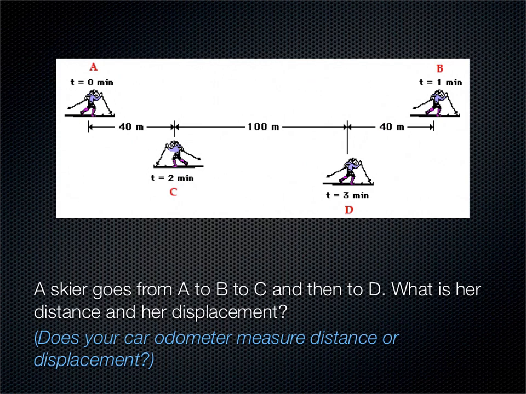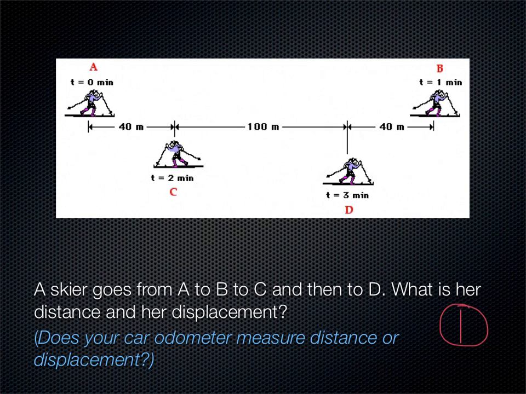Okay, now it's your turn to try one. In your notes, let's call this problem number 1. I want you to try this problem, and then tomorrow you can tell me what your answer was. The problem says a skier, who's right here, goes from A to B. So here's A. The skier goes all the way from A to B, and then they go to C, and then they go to D, where they end up.